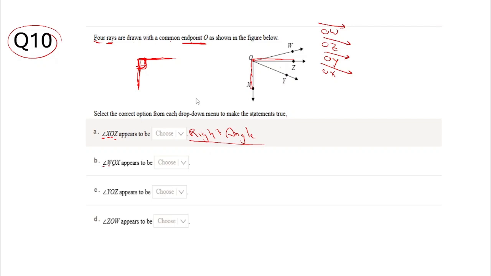Angle WOX. You see this angle? It's like this one. So what is this angle? This angle is obtuse, right?